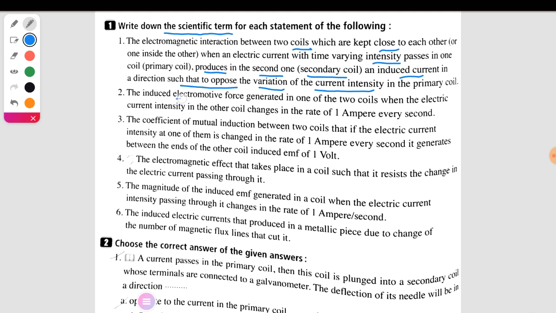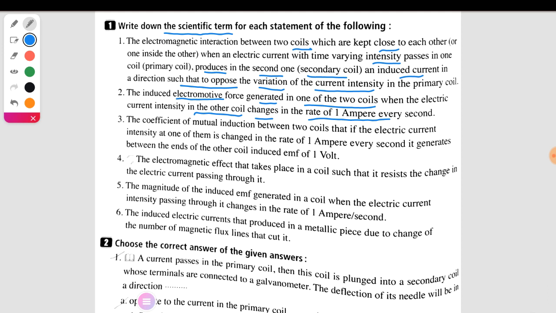Number 2: the induced electromotive force generated in one of the two coils when the electric current intensity in the other coil changes at a rate of 1 ampere every second is called the coefficient of mutual induction between two coils.